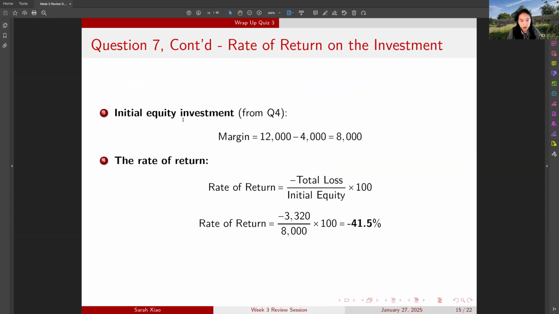Next, we remember from question 4 that the initial equity investment is the margin amount, $8,000. So we can easily compute the rate of return using the total loss divided by the initial equity investment. Because the loss is a negative number, we add a negative sign before the total loss. Plugging in the numbers, we get the rate of return on the investment equal to negative 41.5%.